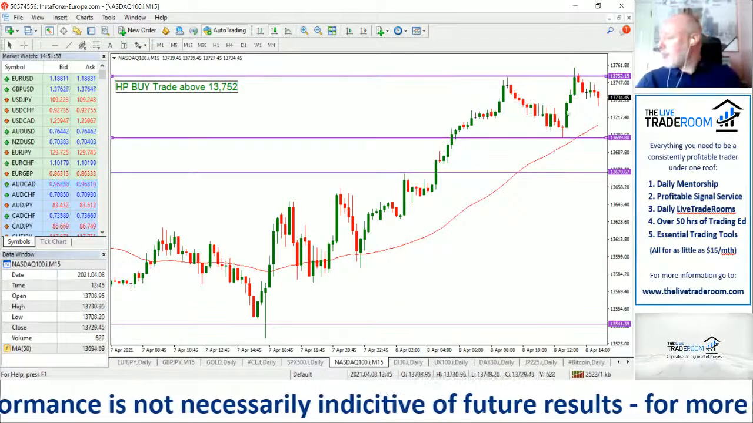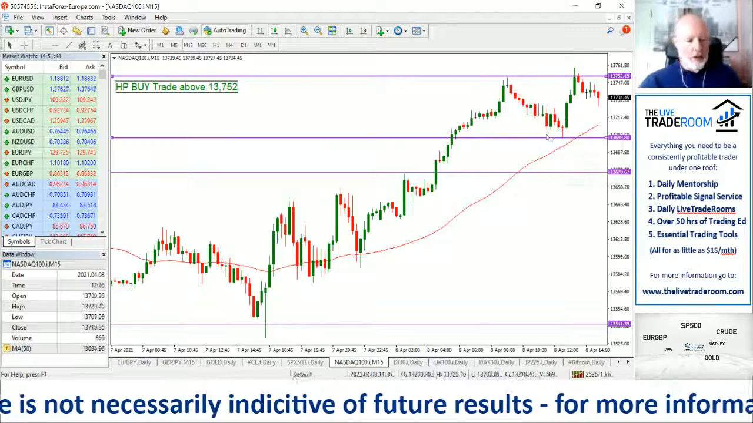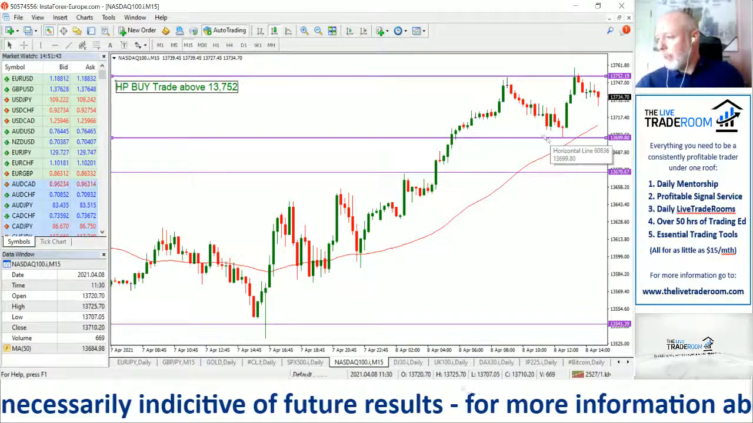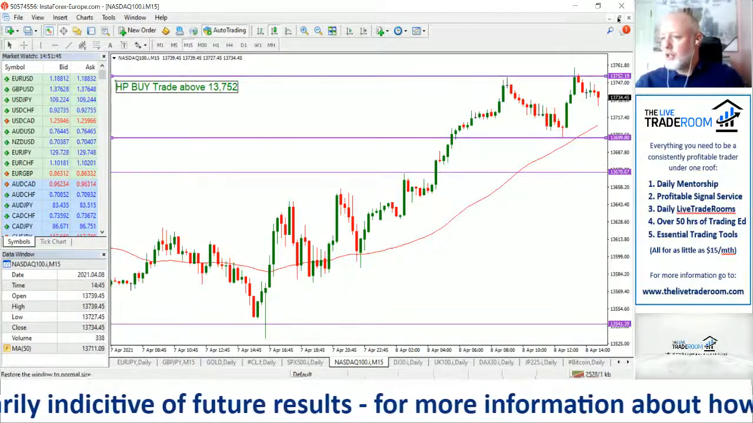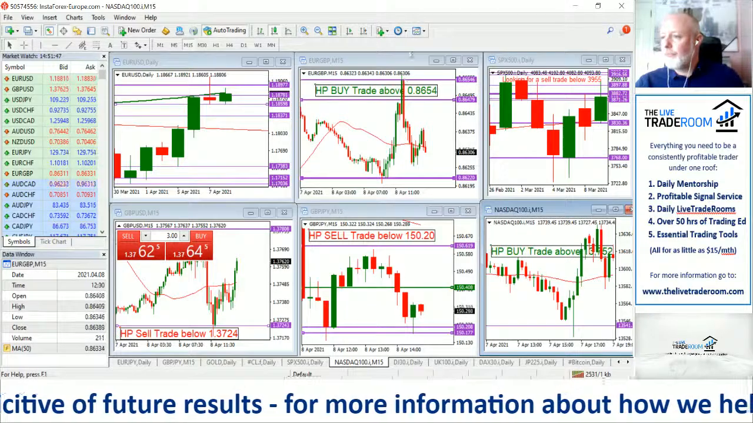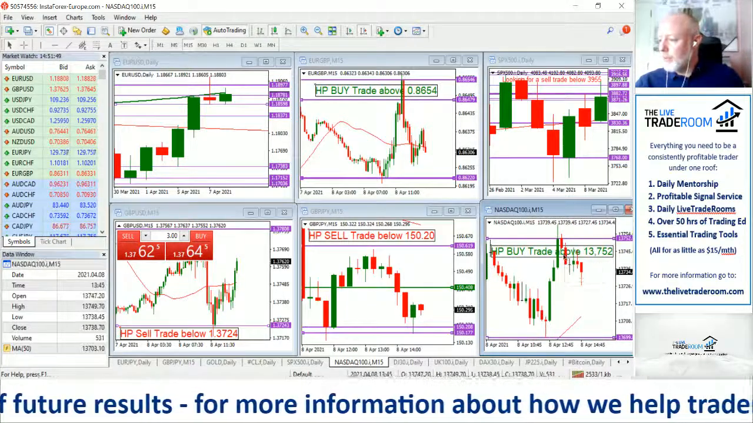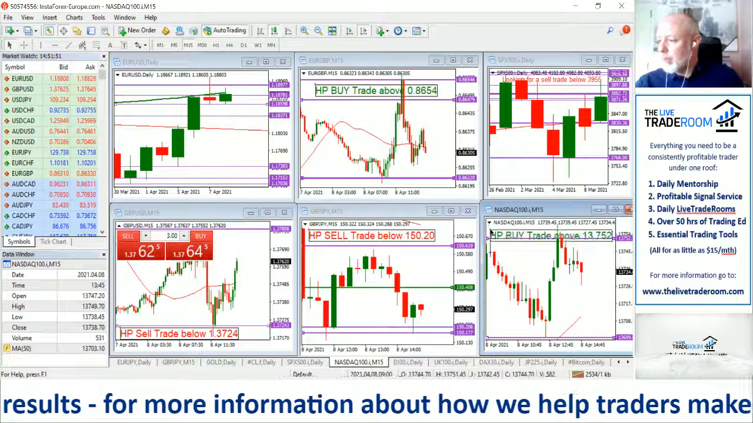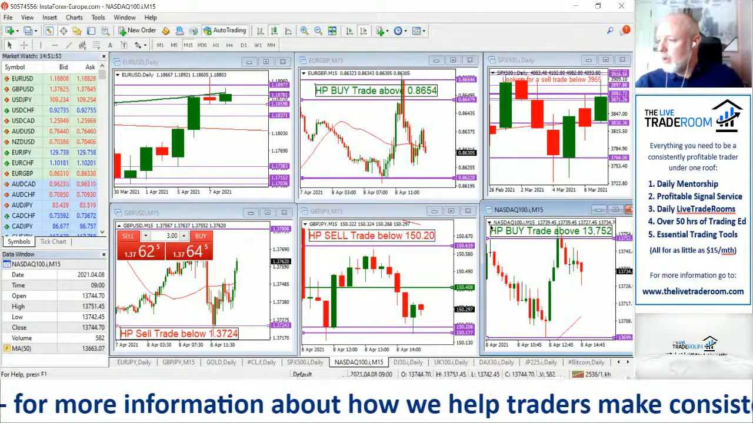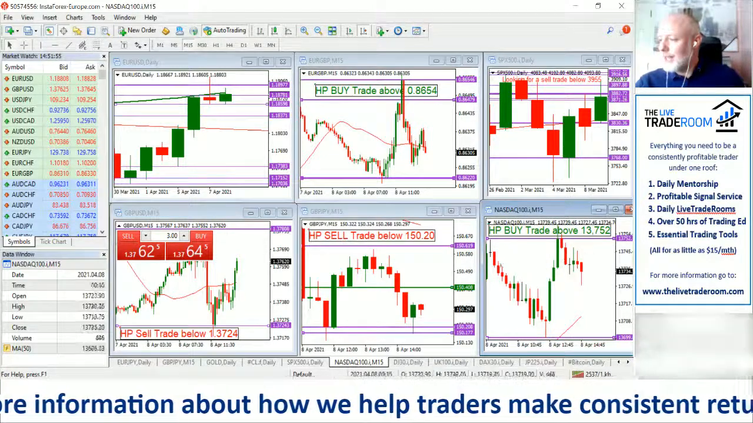It's actually the same situation. I'm just looking at it off screen on the S&P, so we'll have a look at that. But that's our trade plan for the NASDAQ. I'll put these all up on screen now in just a moment. So there's our buy trade for the NASDAQ market.